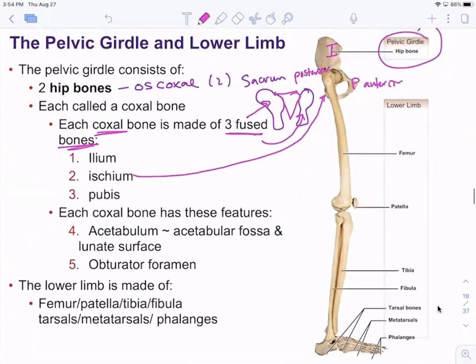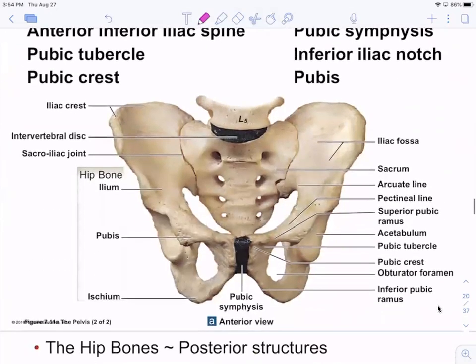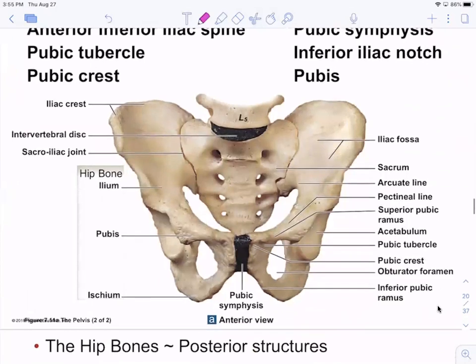And so each one of these coxal bones, or os coxae, have a couple of features. They have the acetabulum and the obturator foramen. When you're looking at it here, this is the largest foramen in the body, or I should say these are the largest foramens in the body. These are the obturator foramens. And the obturator foramens are really the result of these 3 fused bones. There's a muscle that goes through there.